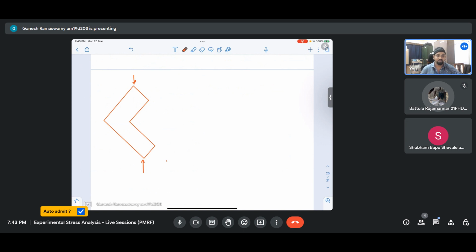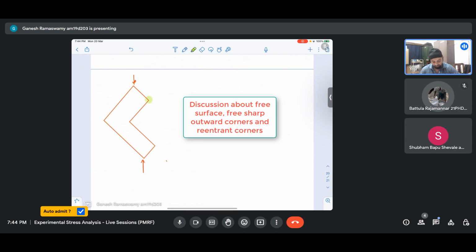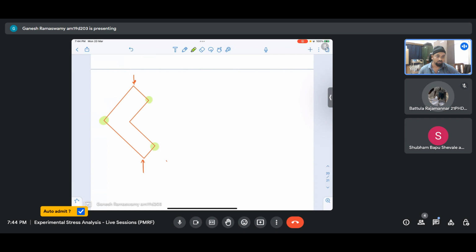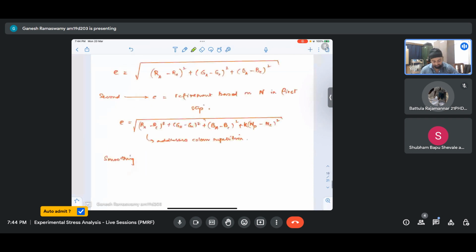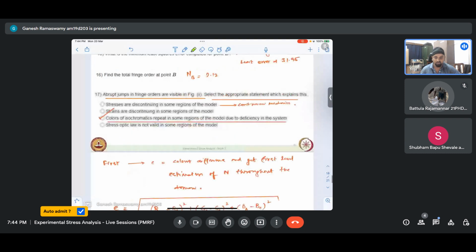we have been given a monochromatic image and asked to do fringe ordering. So for that, you have to figure out what happens at these points. Based on what we had discussed about a free surface and reentrant corners, this will give you a clue about what is the fringe order at this point. Once you know the fringe order at those points, you know that stresses are essentially continuous.